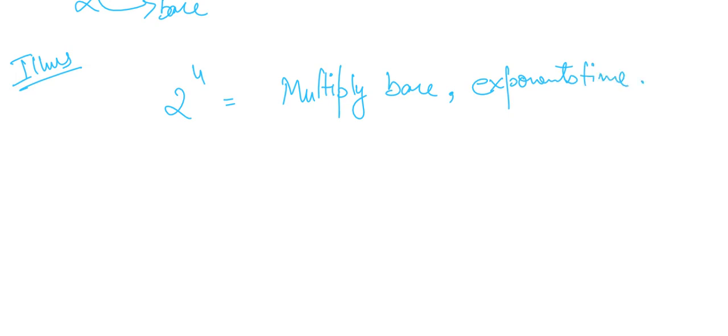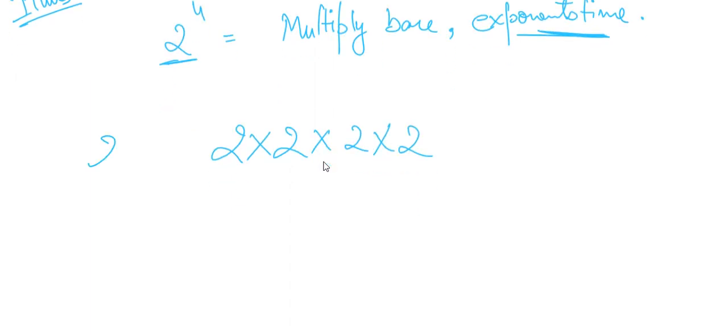What do I mean by that? Multiply base. My base is 2 here, so I will be multiplying 2. How many times? Exponent times. Exponent is 4, so I will be multiplying 2 four times: 2 cross 2 cross 2 cross 2. So this is my answer for 2 raised to the power 4.